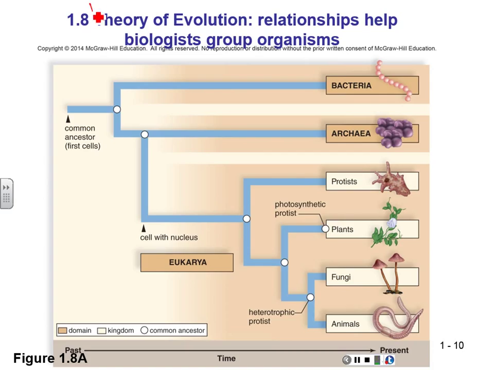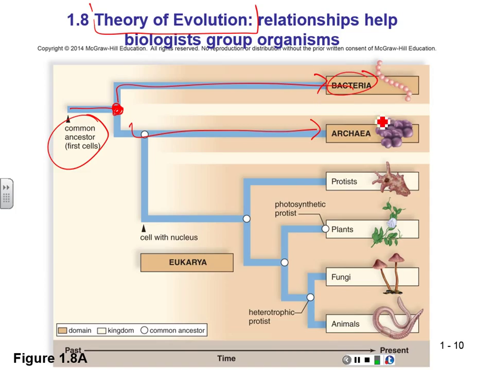Okay, we're on to the theory of evolution. Basic evolution is showing relationships in which organisms emerged from. So they're saying this was a common ancestor, some of the first cells, and through some sort of environmental event, we branched off into two separate organisms.